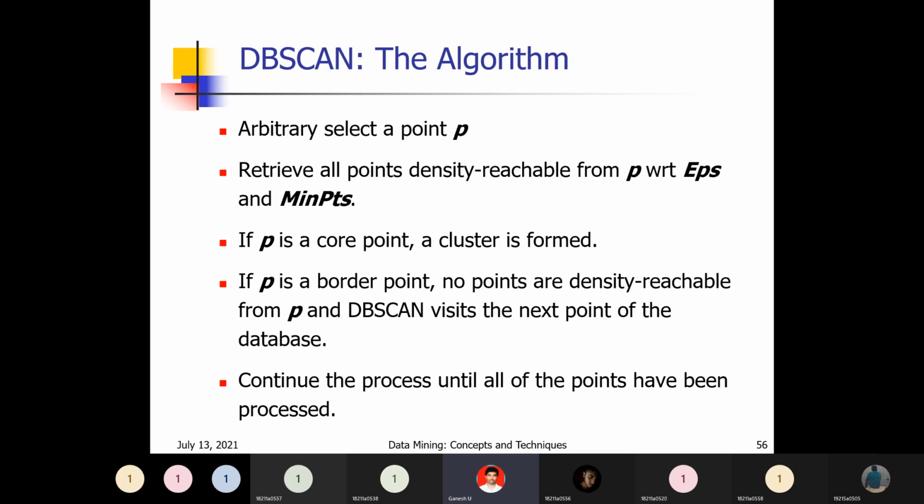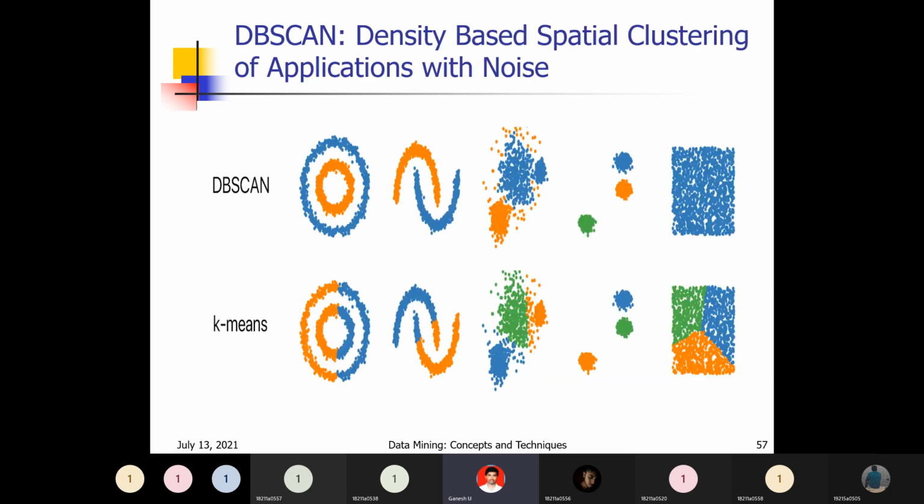You have to continue the process. All the points you have to examine, such that each is related to a core point, border point, or noise point. You have to categorize all the points within the data set. Up to that you will proceed. So that is the DBSCAN algorithm.